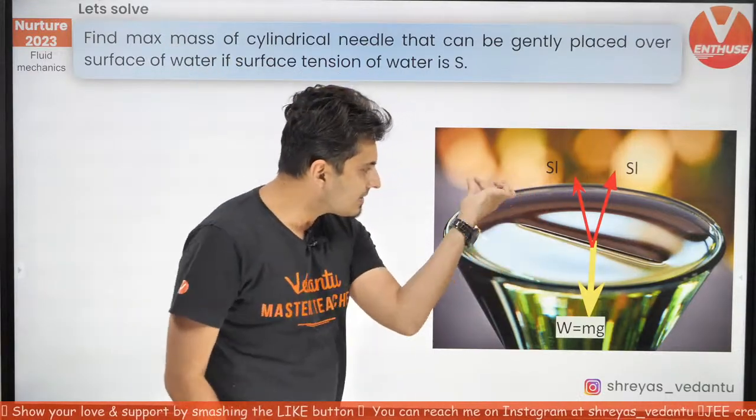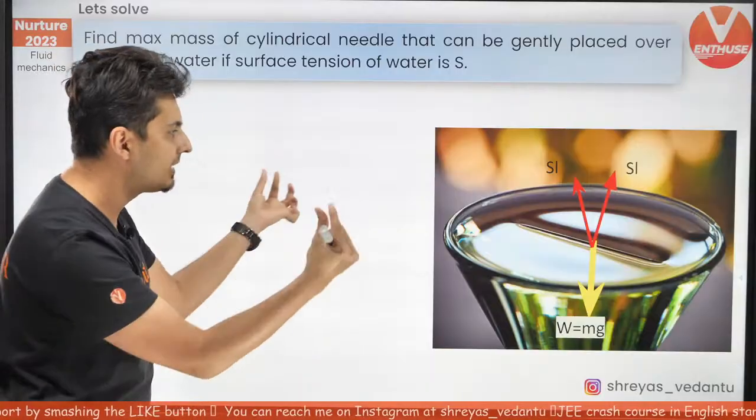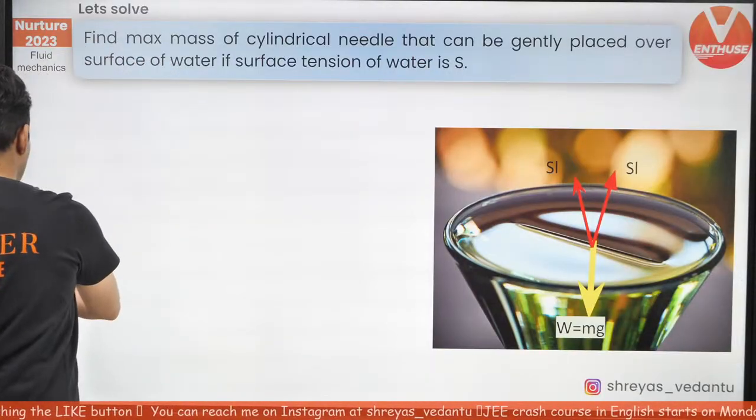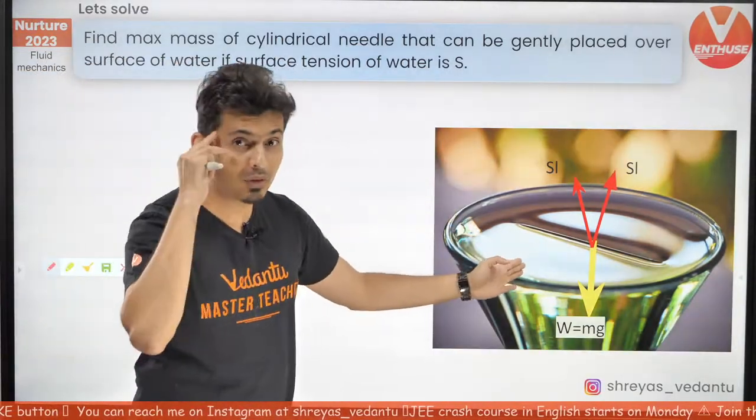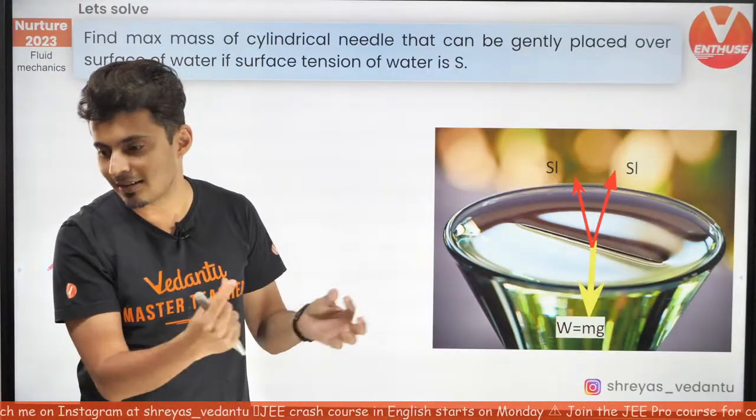Now here is the thing. The needle creates a small depression, like a small hollow, like a gutter. So if you visualize this diagram, without the needle, there is a small gutter-like shape. I hope you understand what a gutter is, right?